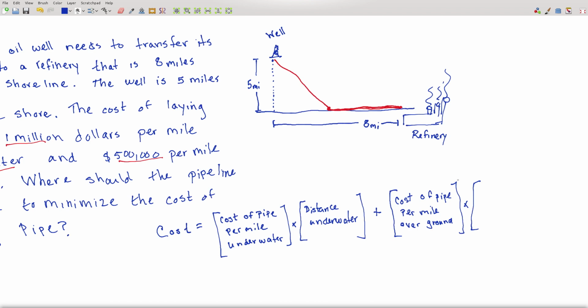See how I wrote down what is the cost using really just words? I'm just trying to find the relationship between all the parts before I even start substituting anything in. So the cost of the pipe per mile over ground times the distance over the ground, right? I think you can read this and you can understand that must be true. That is what it's saying.